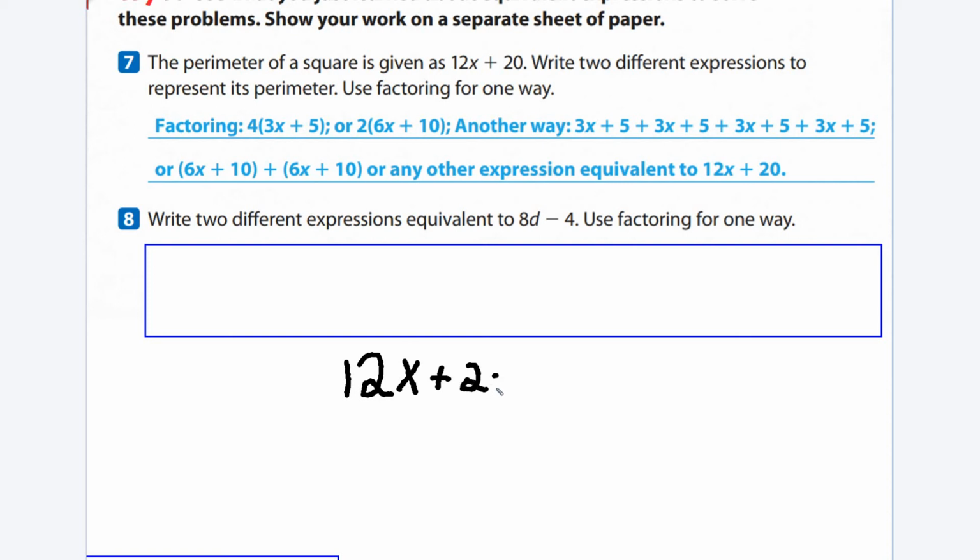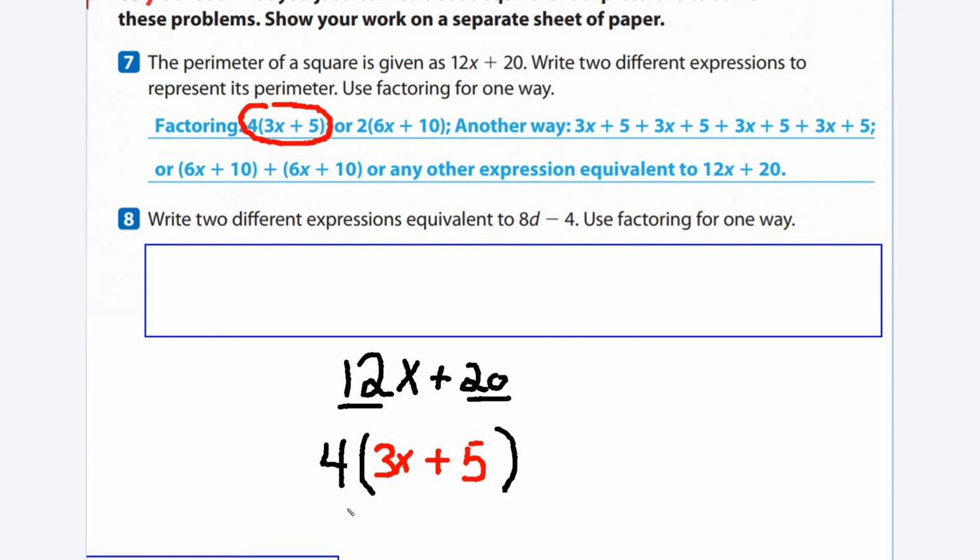12x plus 20. The way you factor it, you got to find out, usually I do, what's the greatest common factor between 12 and 20? In this case, it will be 4. So the greatest common factor between 12 and 20 is 4. So 4 is going to be on the outside of the parentheses. And then you got to ask yourself, 4 times what will give me 12x, positive 12x? So the answer is 3x. And then 4 times what will give me positive 20? And the answer will be positive 5. There it is. So it's 3x plus 5 times 4.